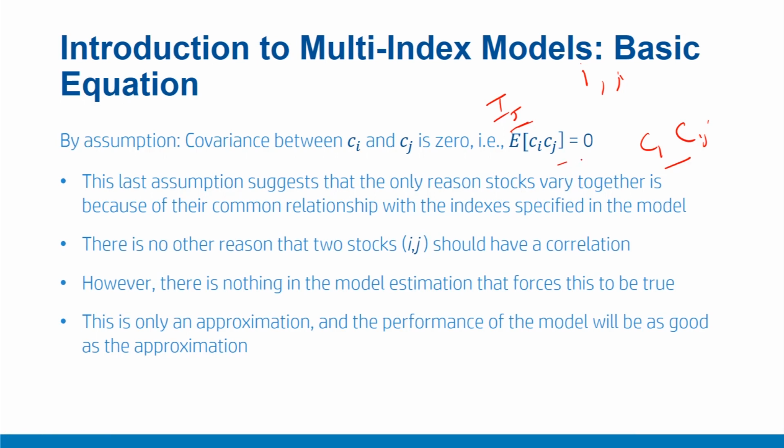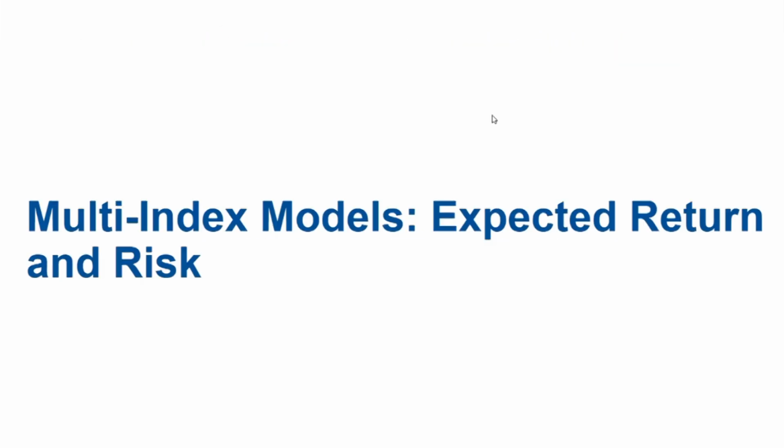And therefore this is only an approximation or sort of assumption, and the performance of the model will be as good as this approximation. To summarize, in this video we discussed some of the basic properties of the multi-index model. We discussed some of the definitions and also some of the properties that are held by construction, and lastly some of the properties that are just assumptions only, and the performance of the model is as good as these assumptions are held in practice.